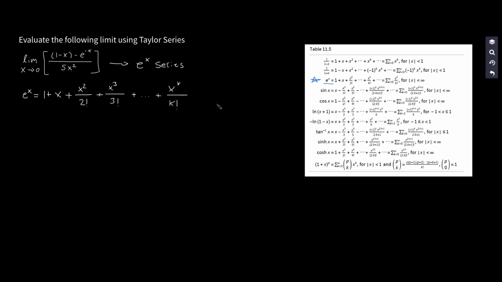To get e raised to the power of negative x, we're going to substitute in a negative x for every x. So now this becomes e raised to the power of negative x, and we're going to keep that 1, but then we're going to have plus negative x, so really just minus x, but we're going to leave that as is for now. Plus we'll have a negative x raised to the power of 2 over 2 factorial, plus everything in between.